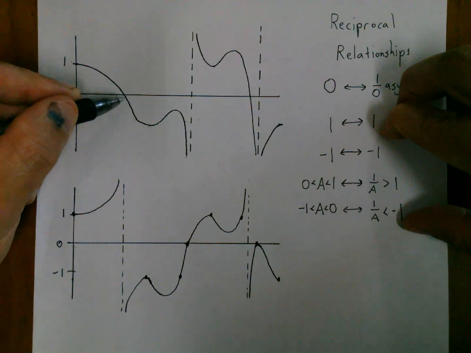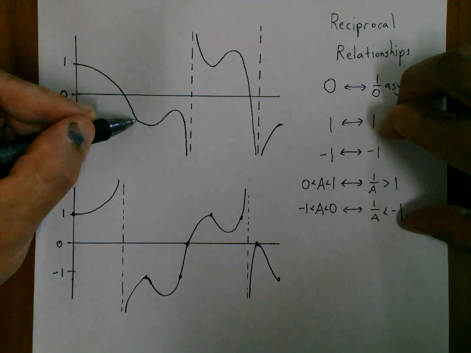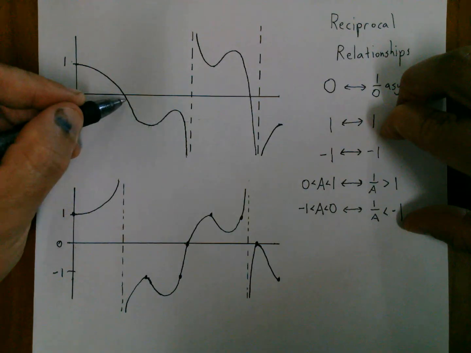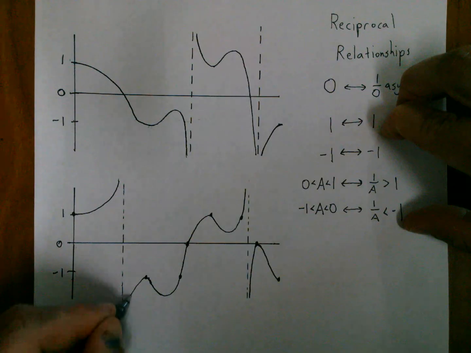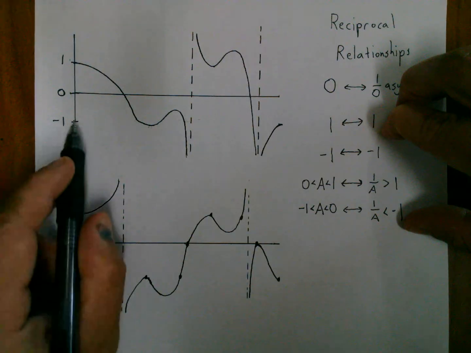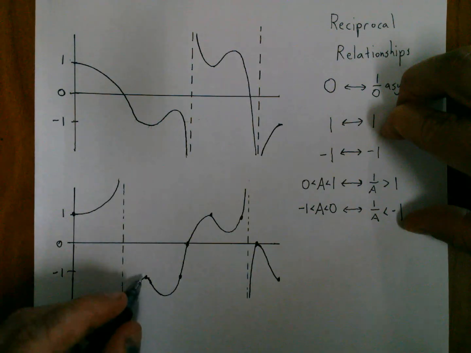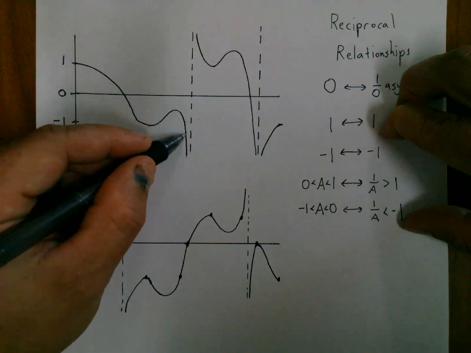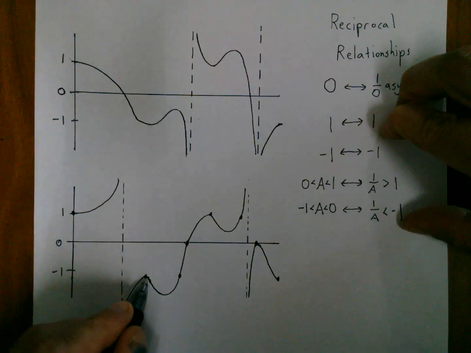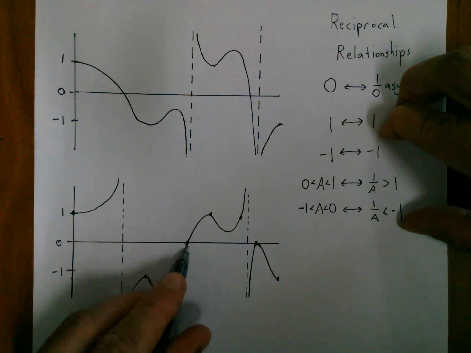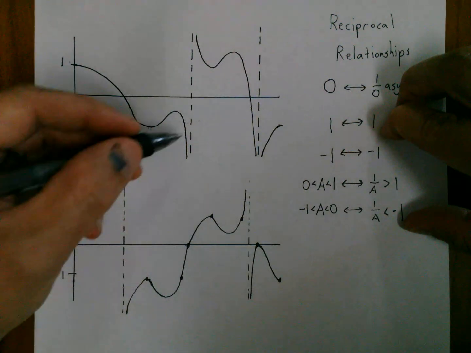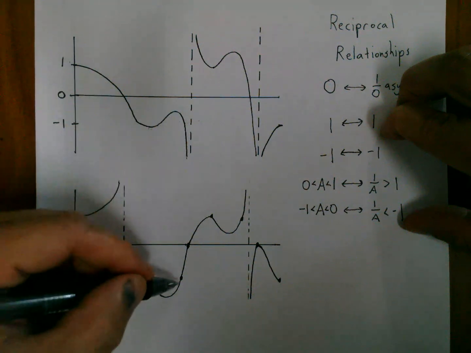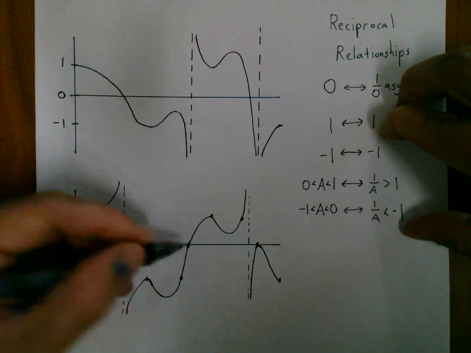Same with this one. You kind of see this as a cup that's opening up. In the reciprocal, it's opening down instead. And again, it has that anchor of -1. And then we have a cup opening down. Right here, it should be opening up. And opening up all the way until we get to the asymptote and all the way until we get to 0 in the reciprocal.